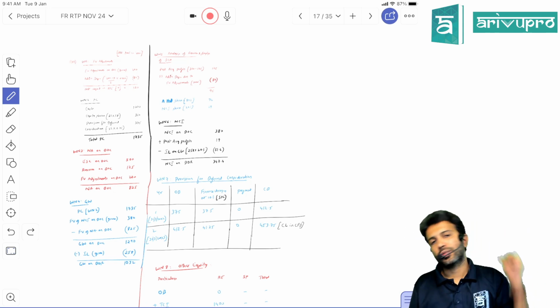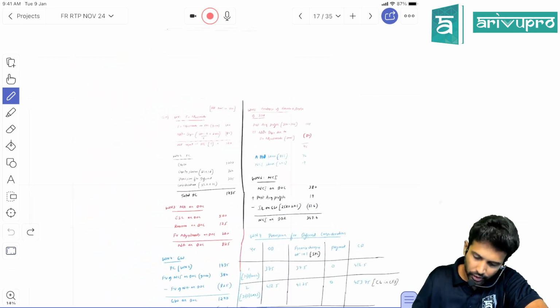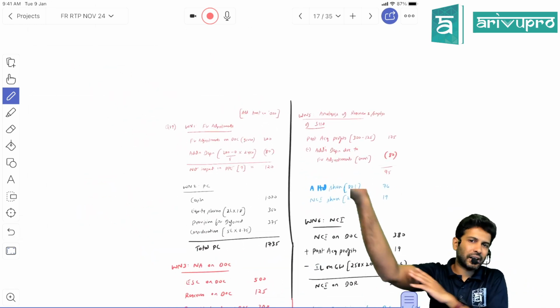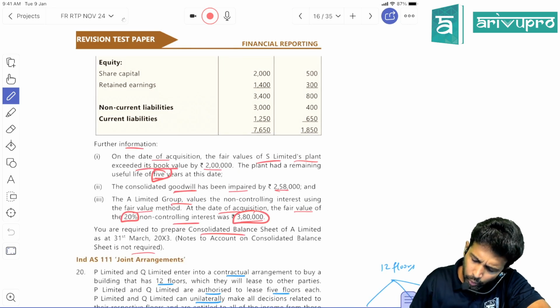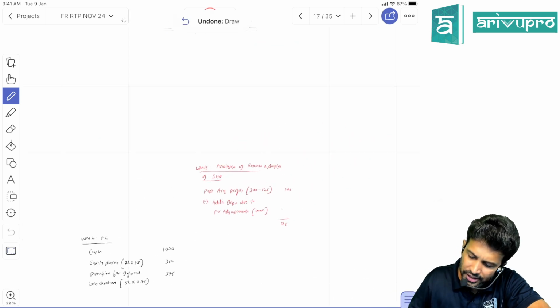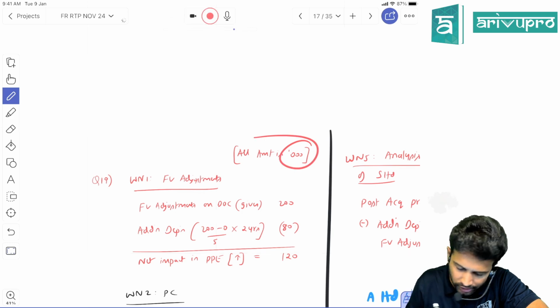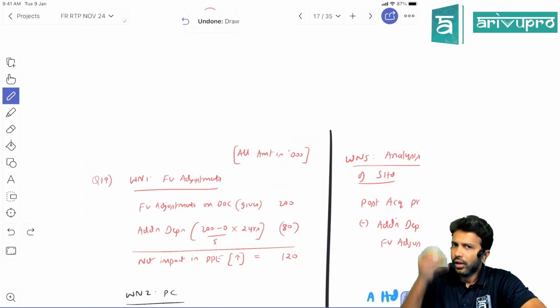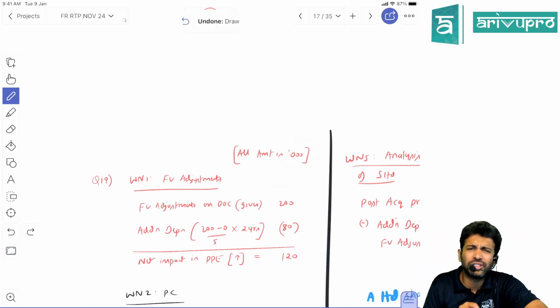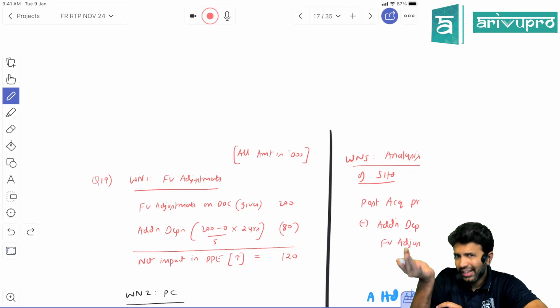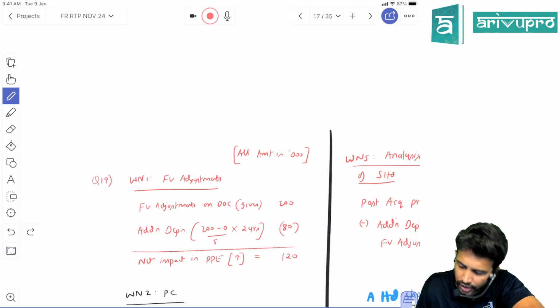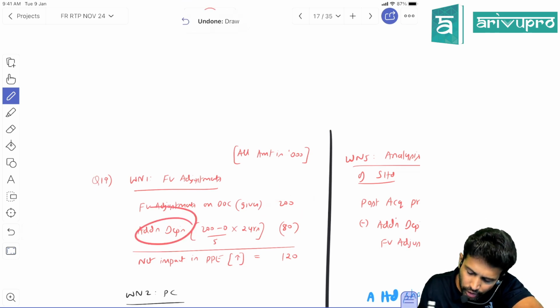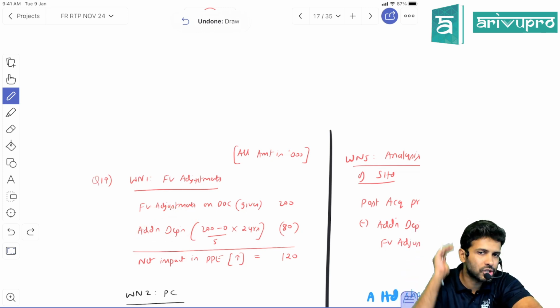So first working note we put up for fair value adjustments. Normally we compare carrying amount with fair value and get the fair value increase or decrease. Here no need to put that up because they've only given what the fair value adjustment is, 2 lakh rupees. All amounts are in 1000, so this will become 200. Now since the fair value is greater than carrying amount by 2 lakh, you have to increase the asset value, and you will get additional depreciation due to this. If it was a fair value decrease, you would get a reversal of depreciation. Here you are increasing the value of the asset, so you have to charge extra depreciation for consolidation purpose.